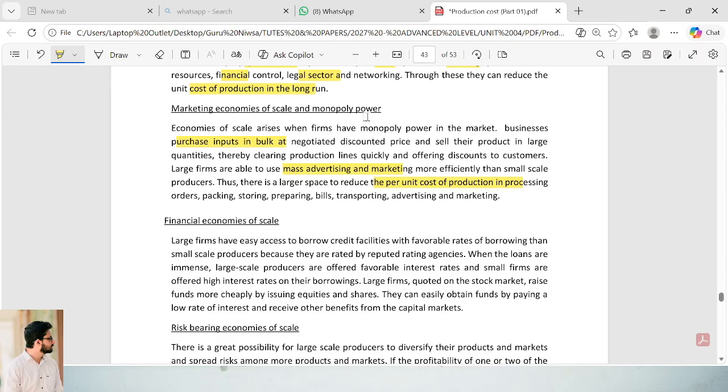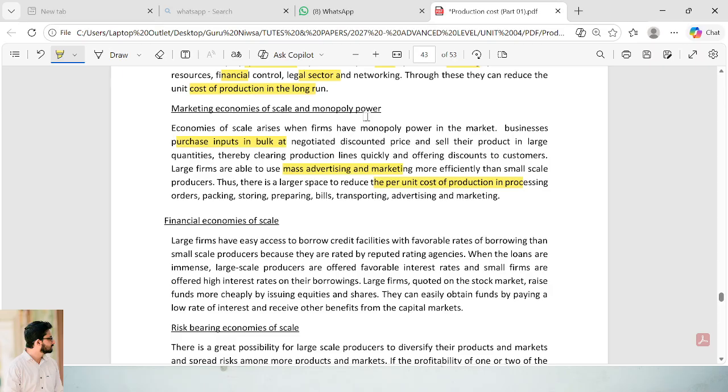And also, banks are willing to lend funds to these large scale producers as their risk is lower than lending to smaller scale. So finally, financial economies of scale mean large scale producers can negotiate with banks when they borrow funds, and they can get a lower interest rate compared to small scale producers.